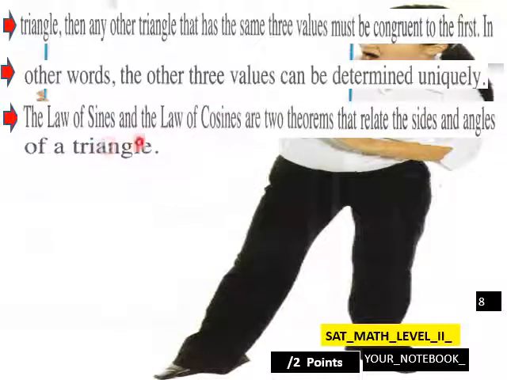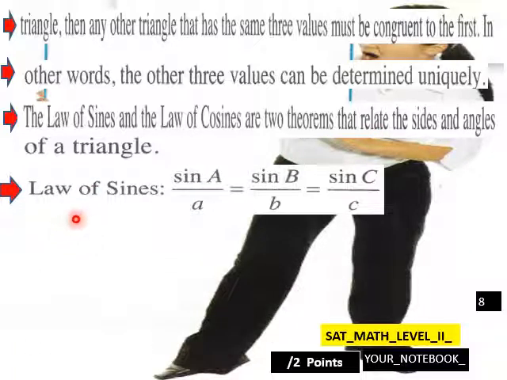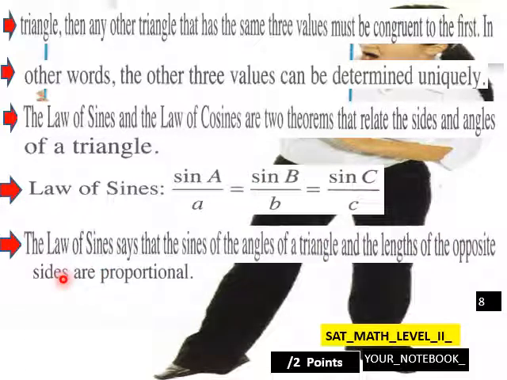The law of sines and law of cosines are two theorems that relate the sides and angles of a triangle. Law of sines is sine A over a equals sine B over b, which equals sine C over c. So law of sines is real handy that way in proving congruency. The law of sines says that the sines of the angles of a triangle and the lengths of the opposite sides are proportional.